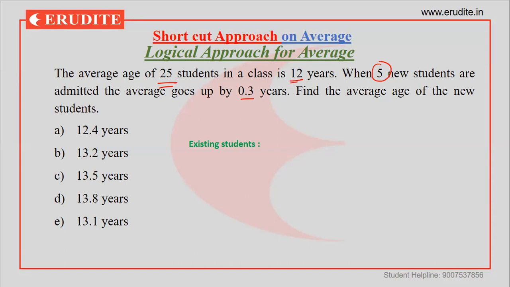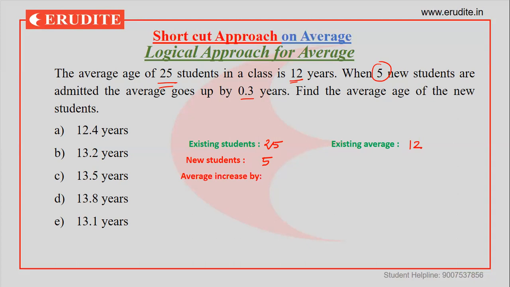Here, existing number of students, how many has it mentioned? It is 25 students. And what is their existing average? That is given as 12. Now, how many students are being added in this case? New students, it is actually 5. Now, think of it: if these new students come with the same average of 12, then the existing average will not change, but it is changing. Here it is going up.